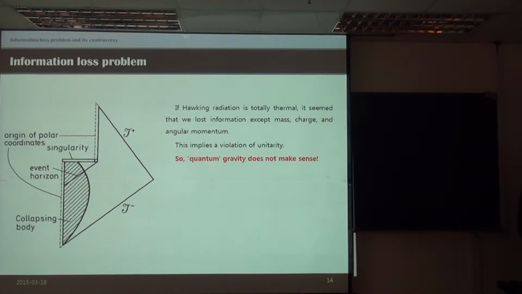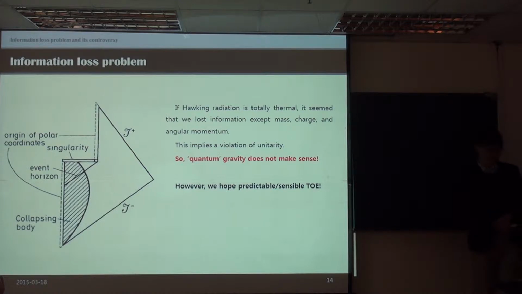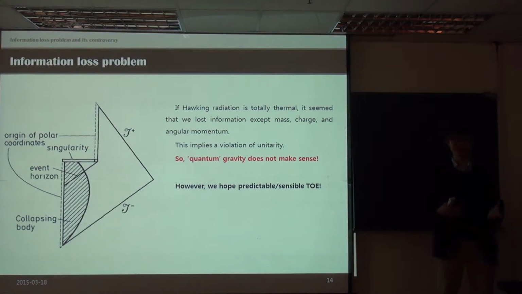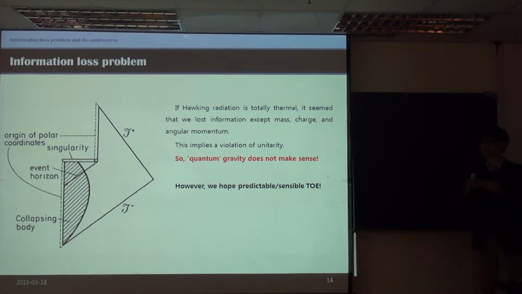So maybe quantum gravity does not make sense. That is the really serious problem of quantum gravity: the information loss problem. However, we hope for a predictable and sensible theory of everything, whatever it is, string theory or quantum gravity or any theory. So this is the reason why the information loss problem is very difficult, but very important to resolve toward a consistent theory of quantum gravity.